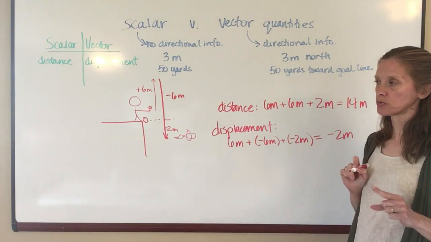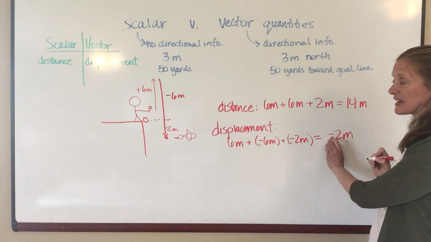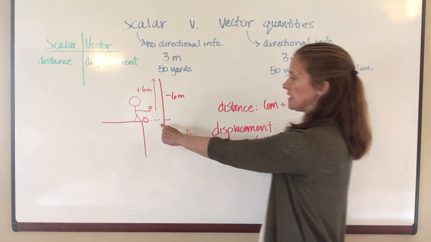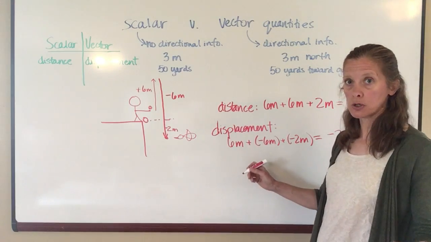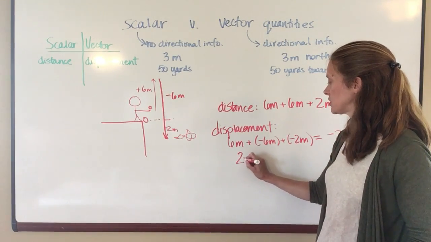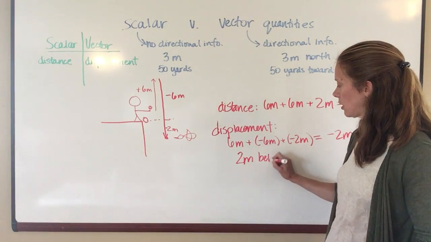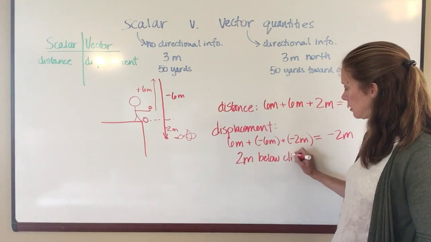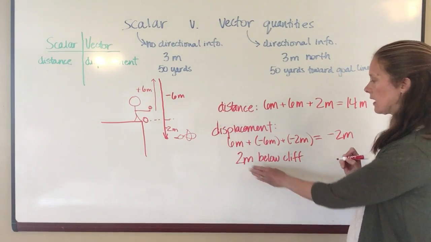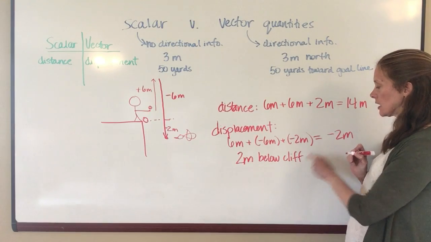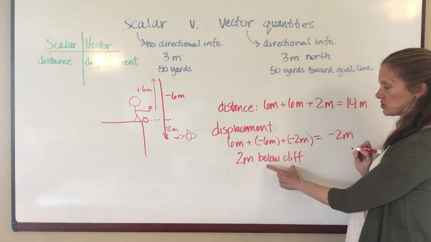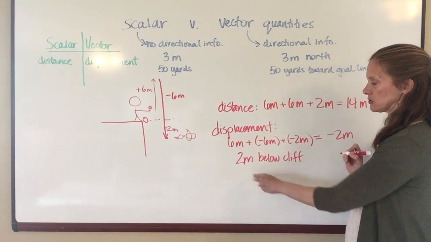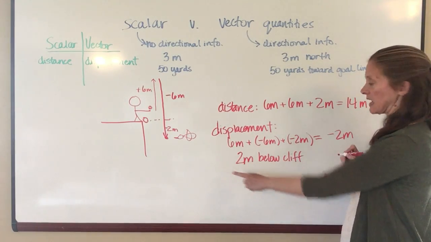Now, displacement also requires a direction. The negative sign tells me that it's below the cliff, and so that's what I'm going to put in my final answer. The displacement is 2 meters below the cliff. Okay? Now with this in here, I don't need this negative sign in here anymore because I've got this direction in here. And so that's why I'm going to take off the negative sign.